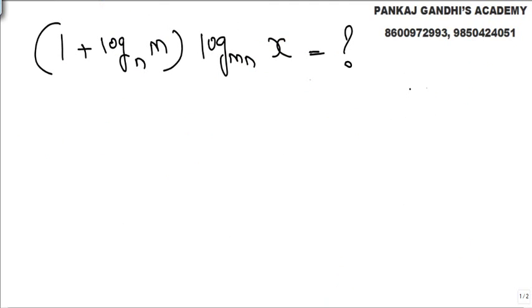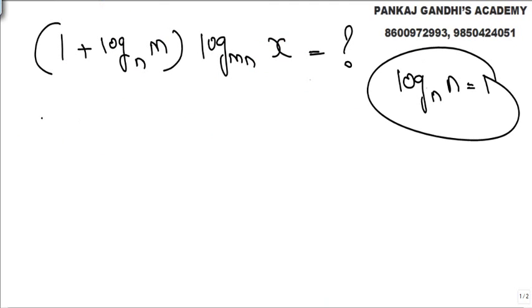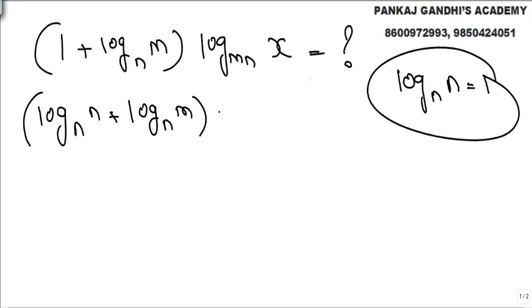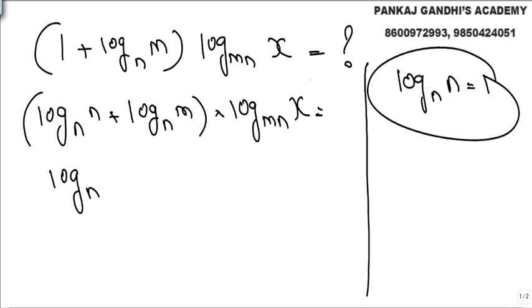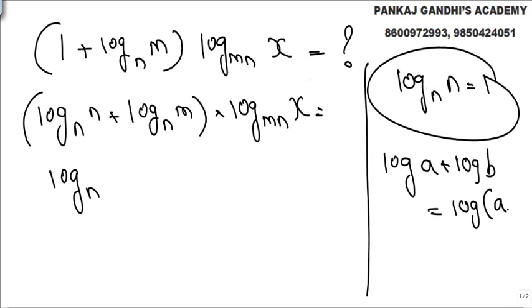Look, in logs always remember, log to the base n of n is 1. Wherever 1 appears, you can replace it. 1 can be replaced by this thing. That's what we do. Now log to the base n of m, multiplied by log to the base mn of x. Now what all we do is log a plus log b. We all know the property. I will write all the properties if needed. log a plus log b is nothing but log of ab.